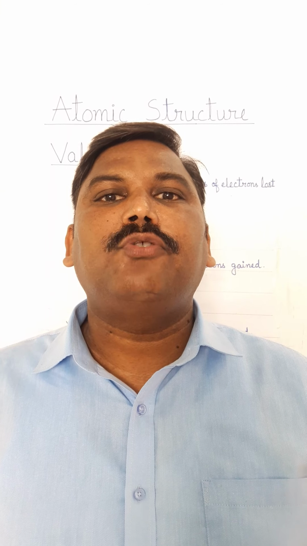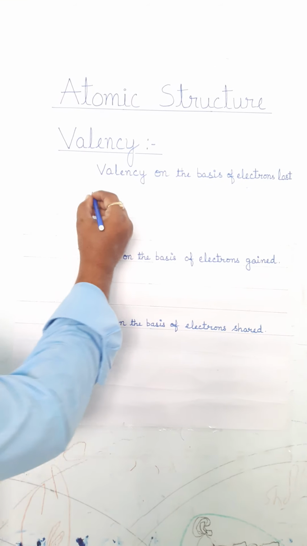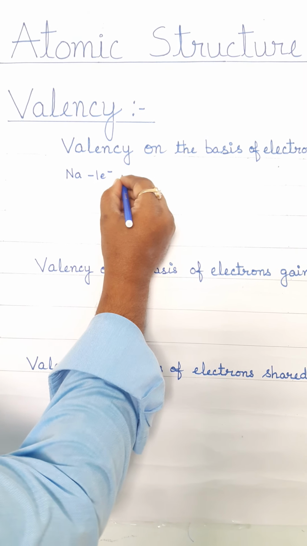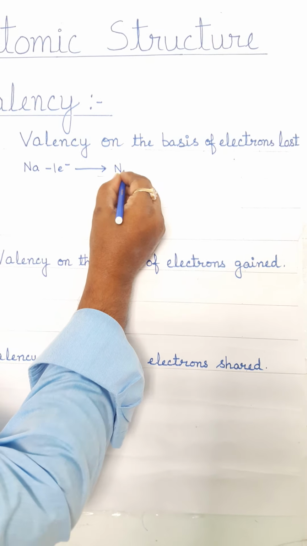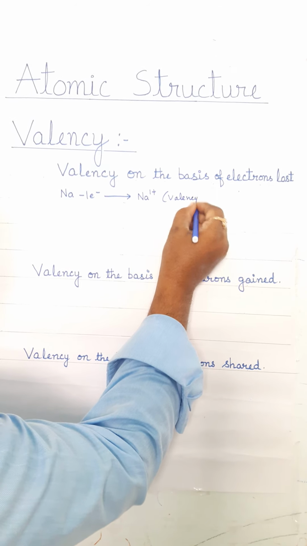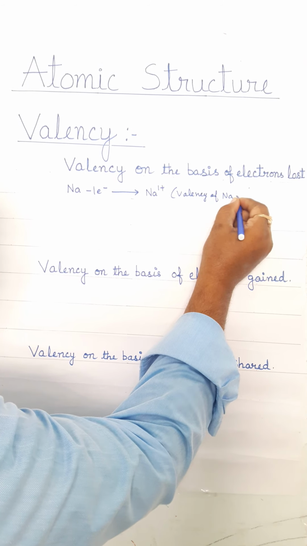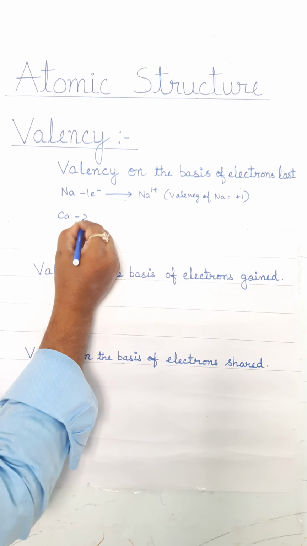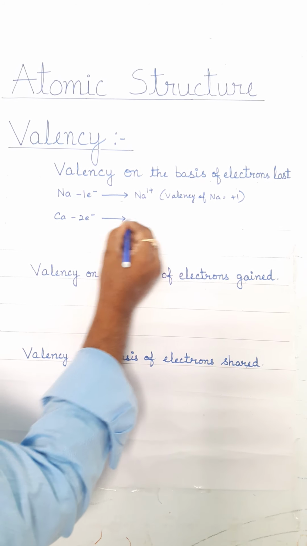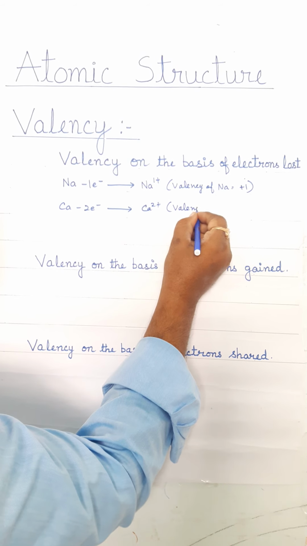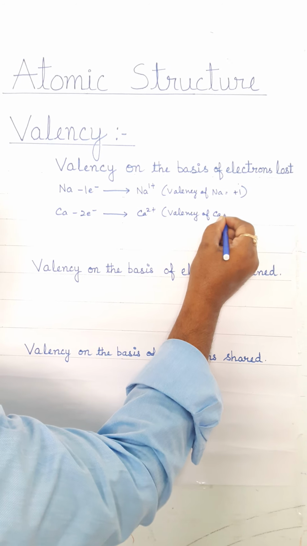Let us see the valency of few elements on the basis of electrons lost. Sodium loses one electron to form Na plus or Na1 plus. So the valency of sodium is +1. Calcium loses 2 electrons to form Ca2 plus. So valency of calcium is +2.